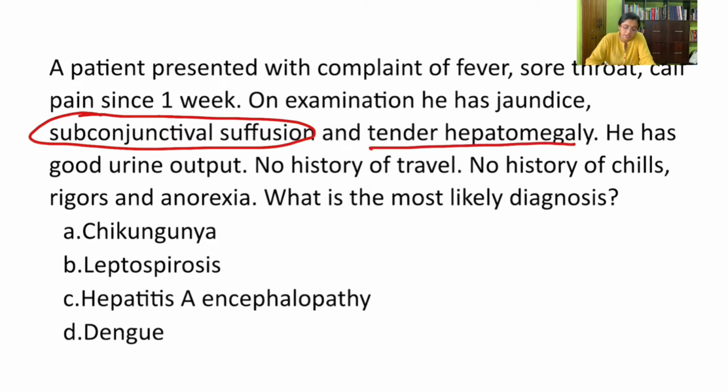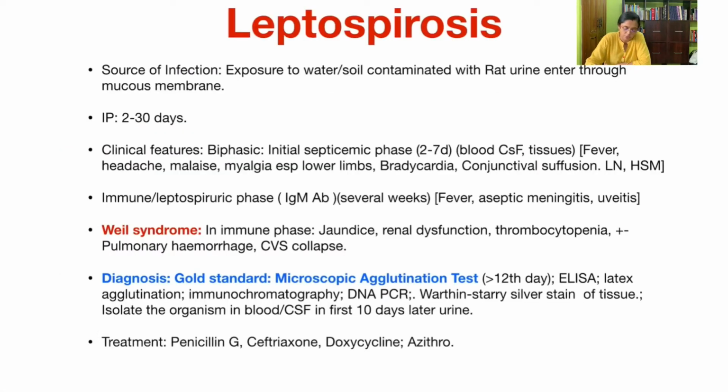Now with tender hepatomegaly, what the patient is actually having is he's developing Weil syndrome, which is seen in leptospirosis, which is a complication of leptospirosis. Now I have summarized the features of leptospirosis in one chart here. You can see leptospirosis, as you already know, it is caused due to leptospira, which is a type of spirochete. It enters into the body through mucous membrane, which can be eyes, nose, mouth, or even by ingestion of water which is contaminated with rat's urine, or it can enter through the abraded skin as well.